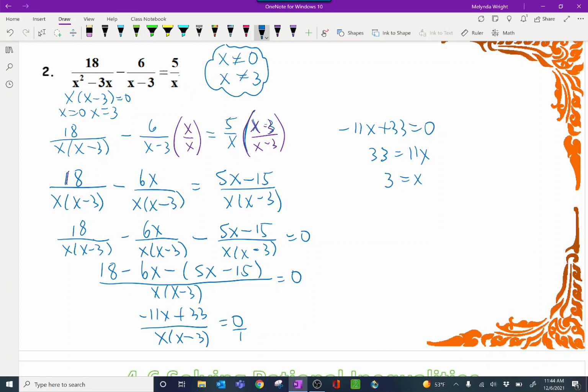Uh-oh, x can't be 3. We see right here, so that's not a possibility. And we don't have any other options, so this one would actually be no solution. We don't have an answer for this one. There's no x value that would make that true. All right.